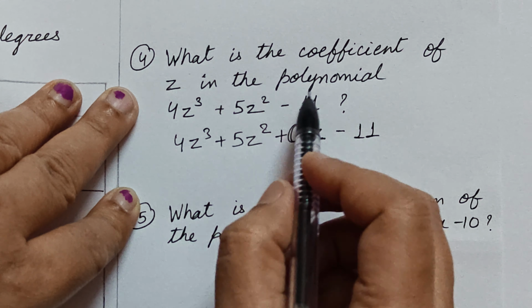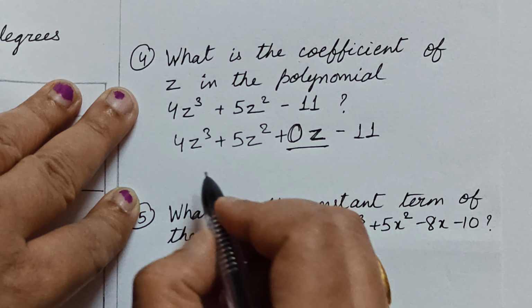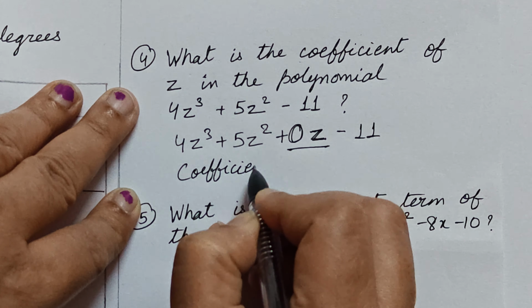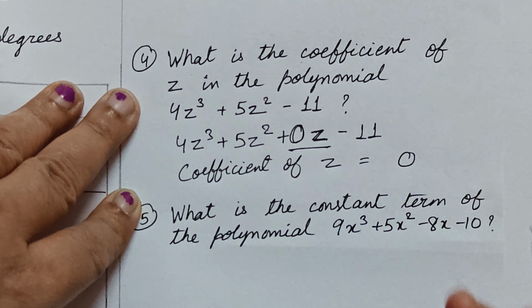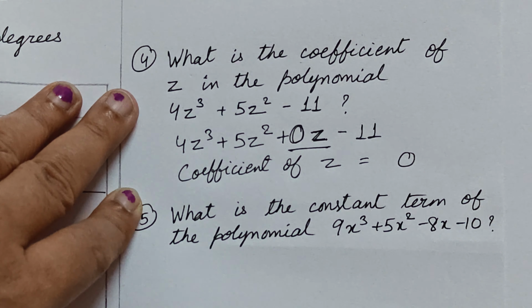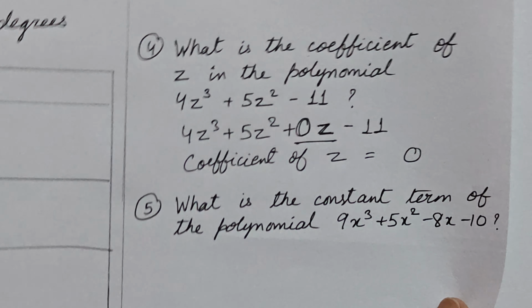Now I can say that the coefficient of z is 0 here. Coefficient of z is 0. That's why the z was not written in this expression, because any variable multiplied by 0 will be 0.